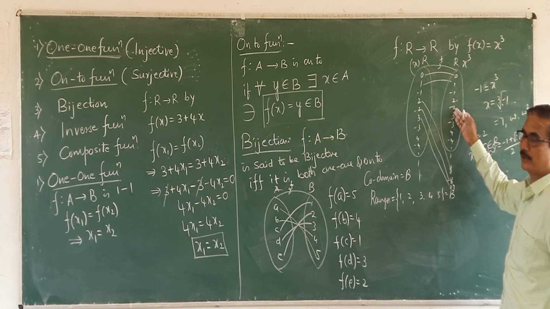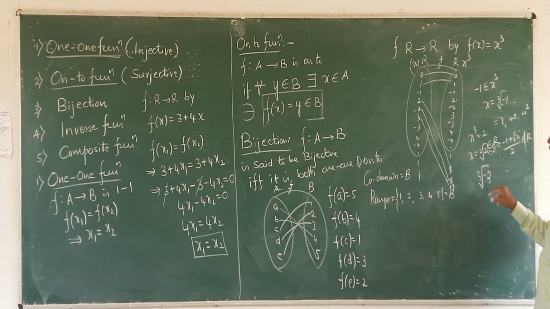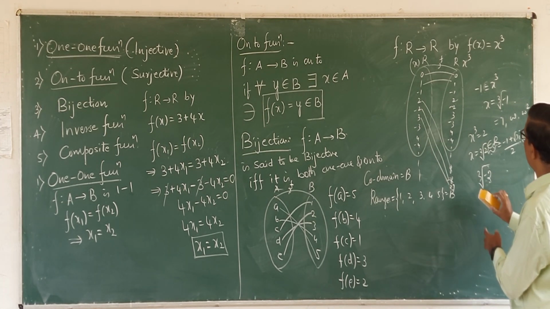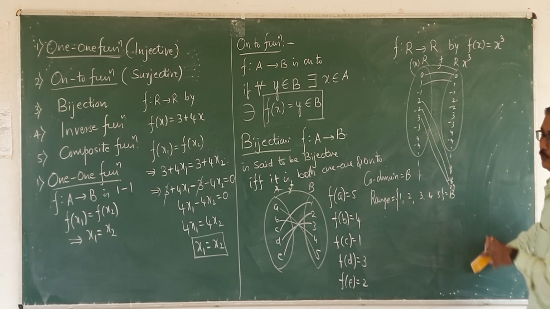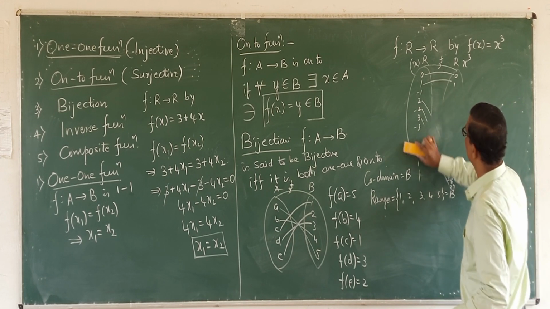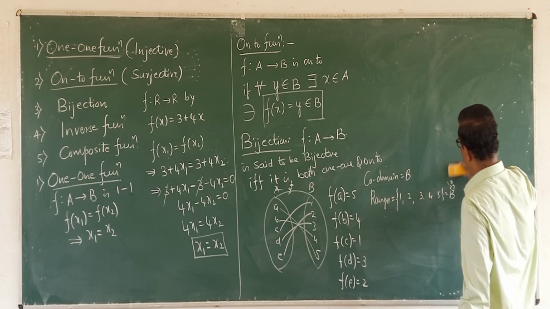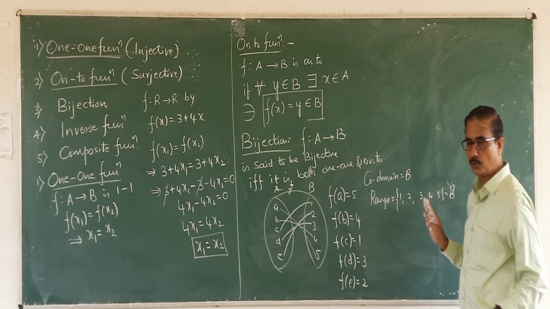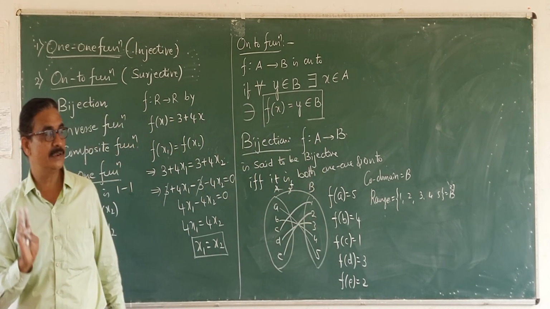Then minus 2: x is the cube root of minus 2. Again, the root of minus 2, a negative value, does not belong to the real numbers. So codomain is not equal to range. Therefore it is not onto, it is only one-one function. So it is not bijective. A bijective function is when both one-one and onto are satisfied, then it is said to be a bijective function.